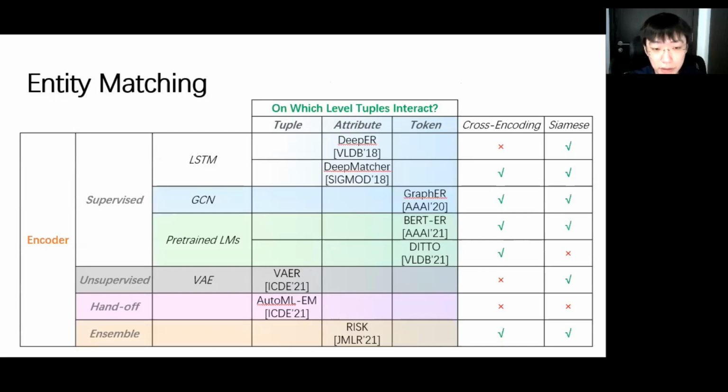So overall, horizontally, according to the encoder used, the entity matching models can be classified into supervised ones, for example, DeepER and DeepMatcher, and the pre-trained LM-based ones, BERT-ER and DITTO. And also some unsupervised ones like VAER, the hands-off one, AutoML-EM, and the ensemble one, RISK. Vertically, according to the level on which the two sides interact, we can see that VAER and AutoML-EM are on the tuple level, while DeepER, DeepMatcher, and RISK are on the attribute level, and GraphER, BERT-ER, and DITTO work on the token level. Okay, thank you.